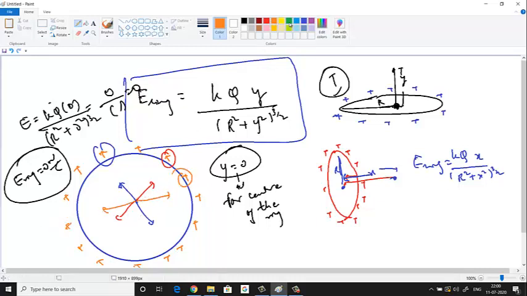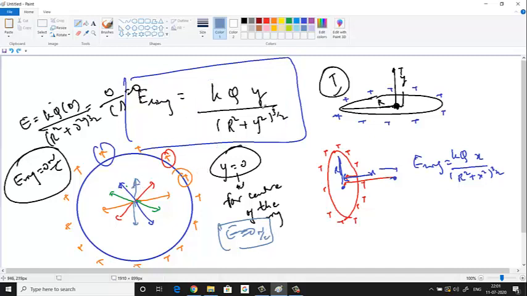Like that, everywhere you'll have an electric field component, and they will all get cancelled. When they all get cancelled, what will you get? 0. Like that also you can think. This is much easier to think. Otherwise, through the formula, you anyways can do it.